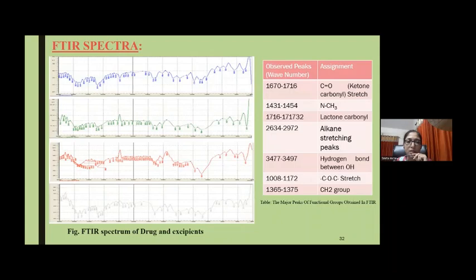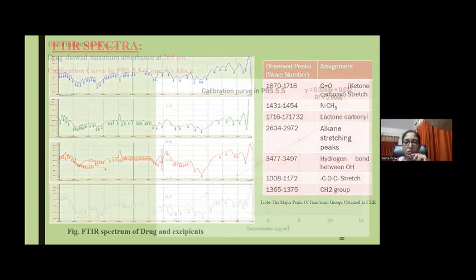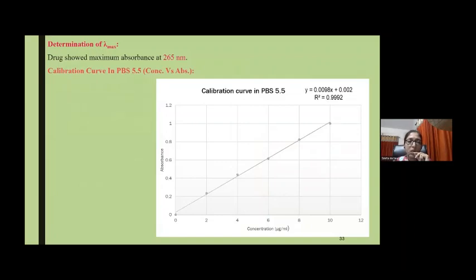These are the FTIR spectra of the drug and the excipients, showing the characteristic peaks. The lambda max of the drug in phosphate buffer.